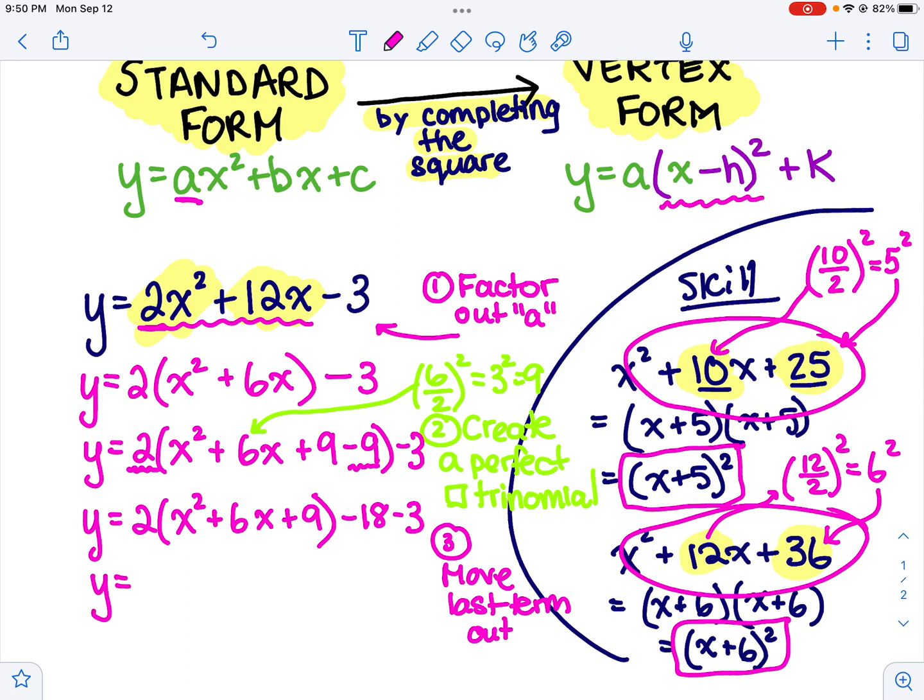Okay, and then step 4 is we're pretty much done. Now we're just going to factor this perfect square trinomial. I know that two numbers that multiply to 9 and add to 6 would be 3 times 3 would be 9, and 3 plus 3 would be 6. So in the brackets, we'll have x plus 3 to the power of 2. And negative 18 minus 3 will be negative 21. So for step 4, we're just going to factor our trinomial, so factor the brackets and collect our like terms.